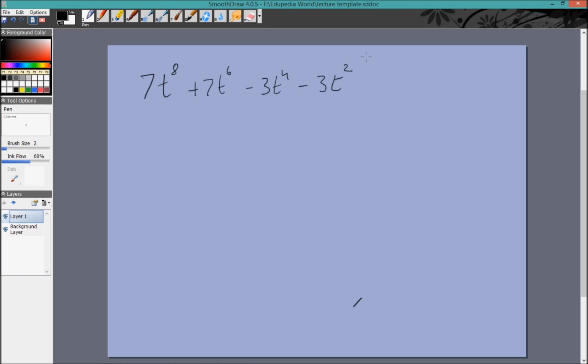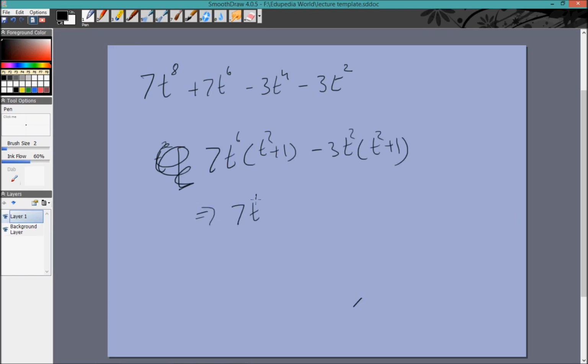So if we try to solve this, we can simplify this, and we can take 7t to the power 6 common, and it will be t squared plus 1, minus 3t squared, and it will be t squared plus 1. So if we factorize this thing, it will be 7t to the power 4 minus 3 times t squared plus 1. I'll just write it as s squared, right? t is tan theta, s is sec theta. We know that 1 plus tan squared theta is sec squared theta, right? So this is f of x.